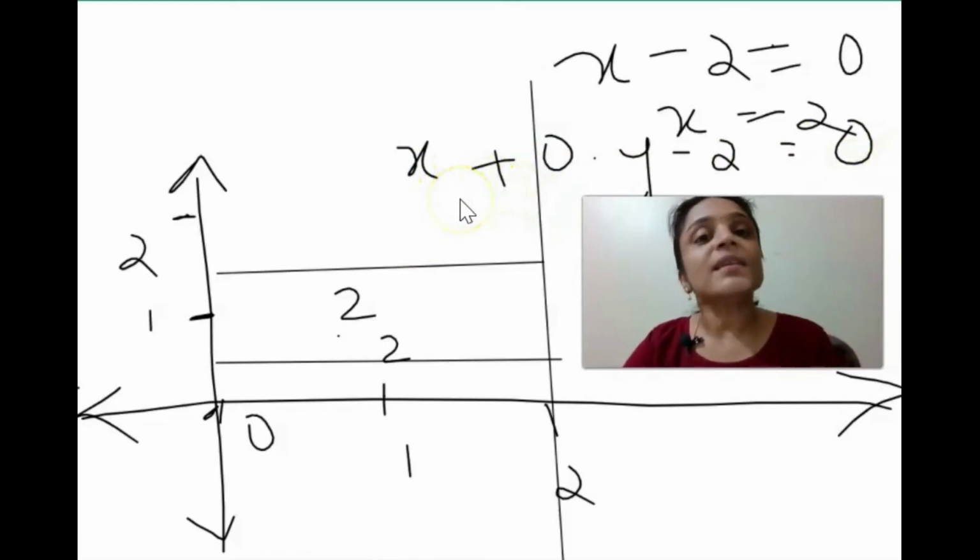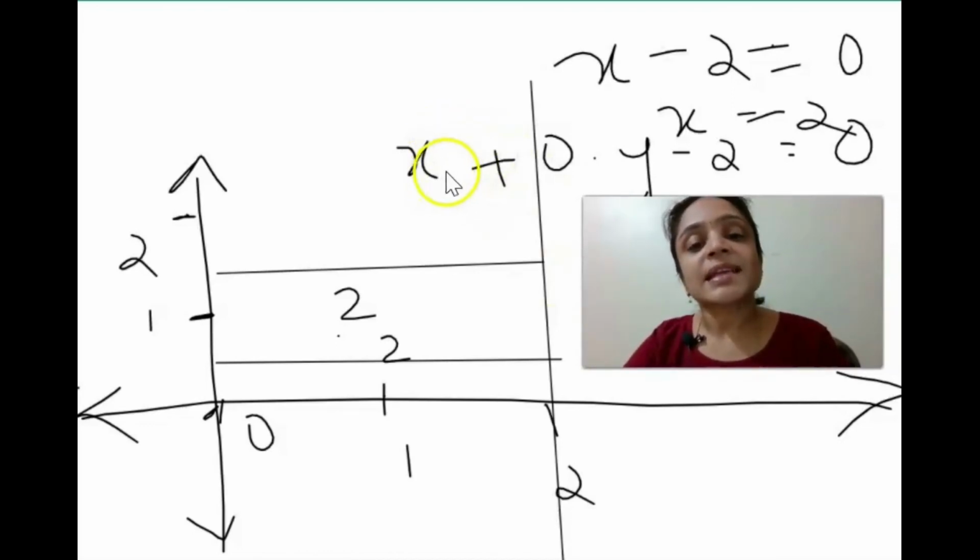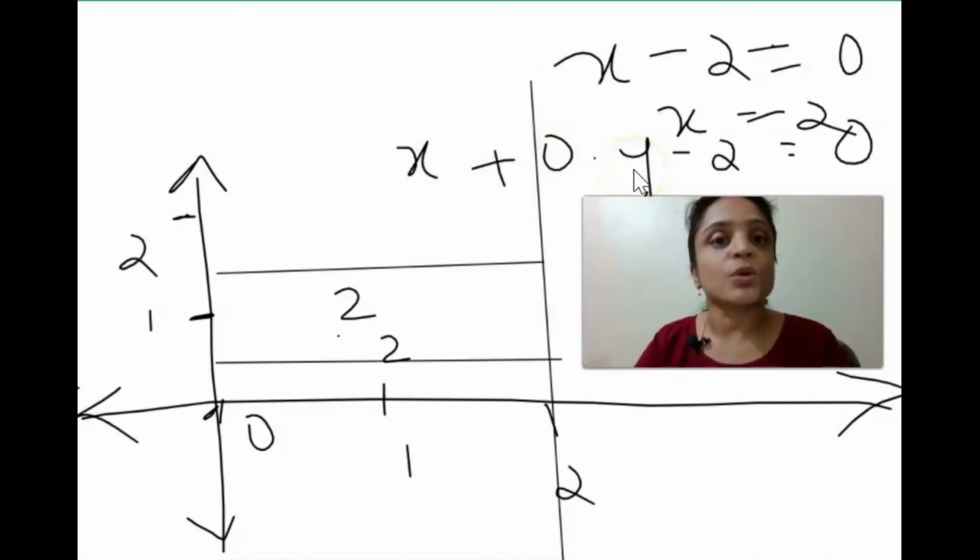Here, you will get the value of x as 2 always, and y can be taken as 1, 2, 3, 4, anything. You can take y as 1 or 2 or 3 or 4 or anything. Because this is x plus 0 into y. 0 into 1 is 0. 0 into 2 is 0. 0 into 3 is 0. 0 into anything is 0. So you can take y as any value, but x will only be 2.